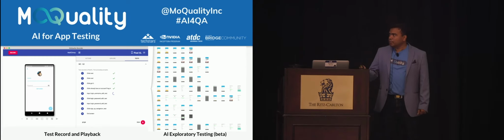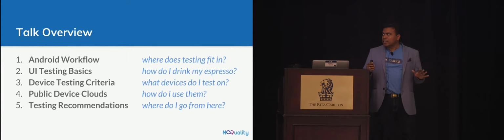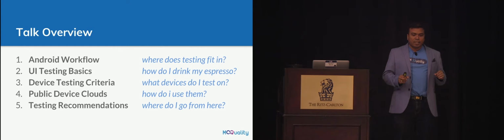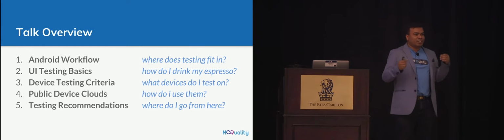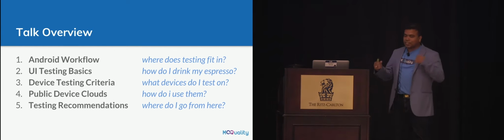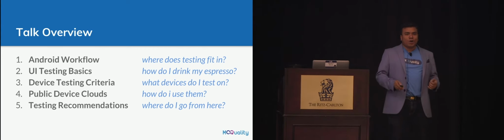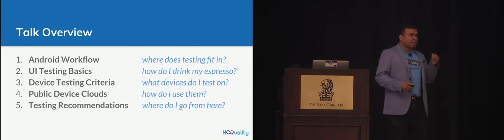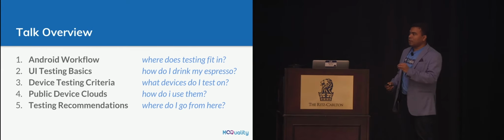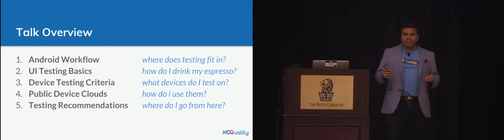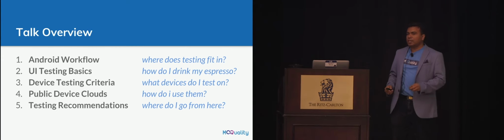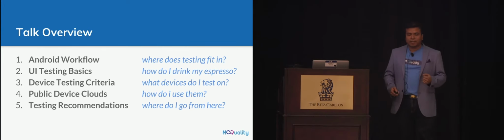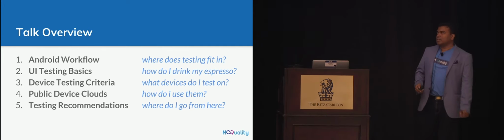So having given you a brief overview, let's get started. Today's talk will cover these 5 different points. Since we are all back just after lunch, we'll start with a brief refresher of the Android workflow and where testing fits in. Then we look at a short overview of the basics of UI testing, and then dive into device testing criteria, how to select devices for testing, and then we'll look at the different device clouds that are there and end with some recommendations.